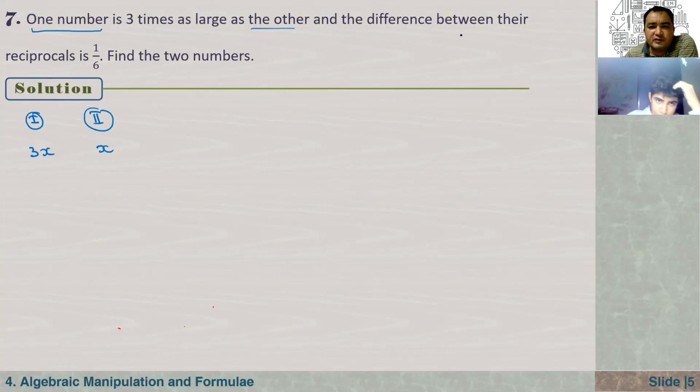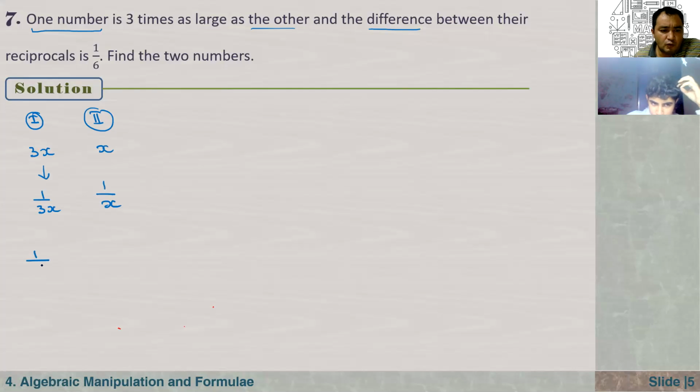And the difference between the reciprocals is 1 over 6. What are the reciprocals of these numbers? It is 1 over 3x, and this one is 1 over x, right? And which number is greater? 1 over x is greater. So the difference between the reciprocals is 1 over 6. That is 1 over x minus 1 over 3x is equal to 1 over 6.